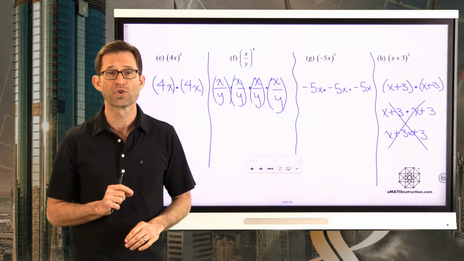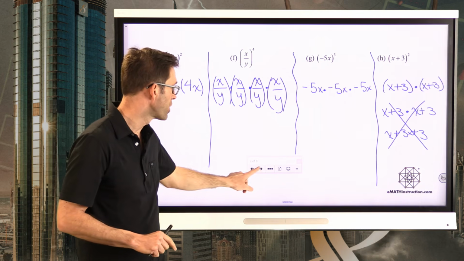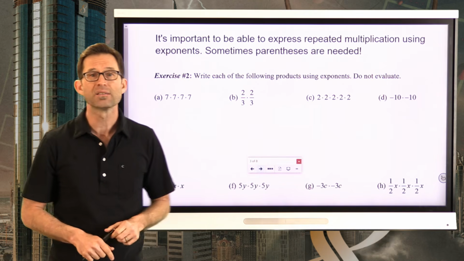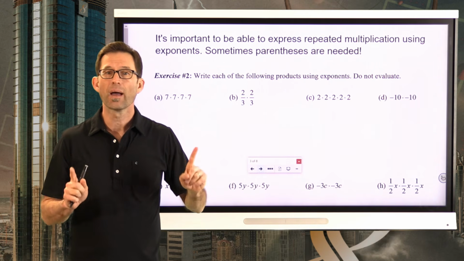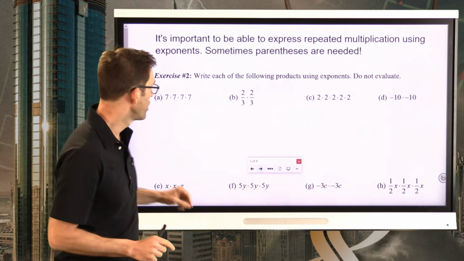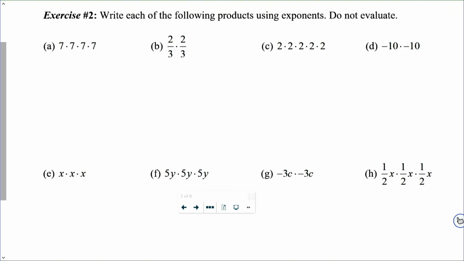Now, if we can go in this direction, we also want to be able to go in the other direction. And let me show you what I mean by that. It's important to be able to express repeated multiplication using exponents. Sometimes parentheses are needed, okay? Let's take a look at exercise number 2. Write each of the following products using exponents, do not evaluate.